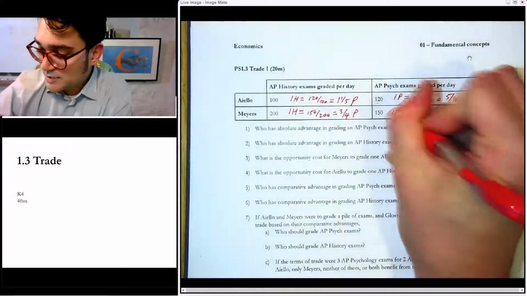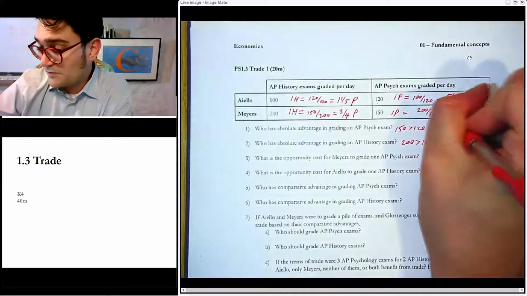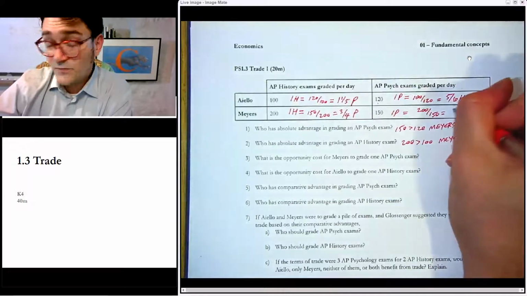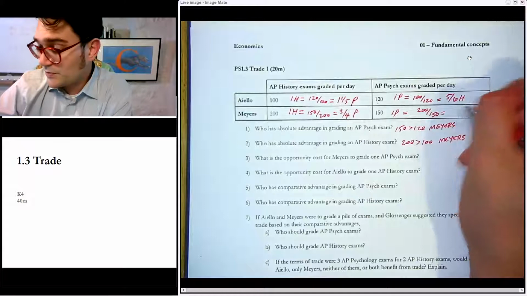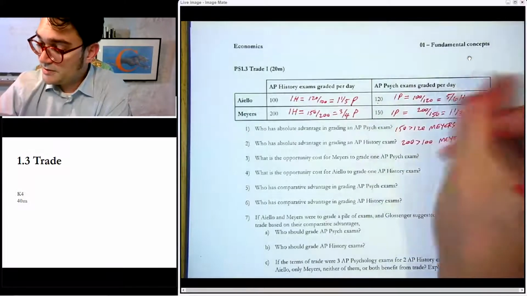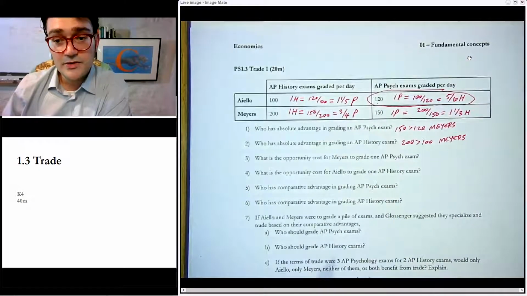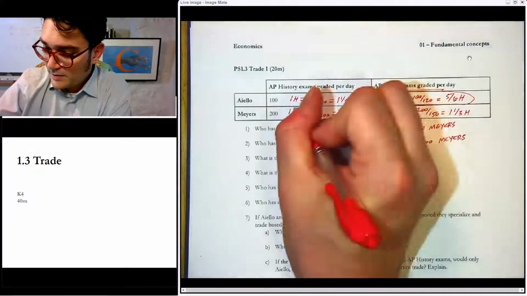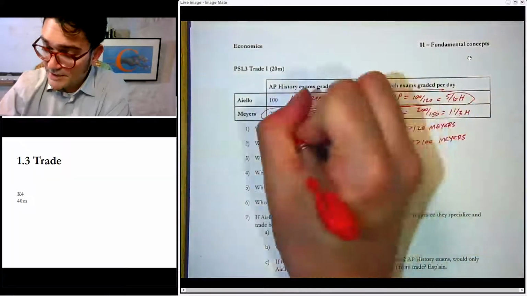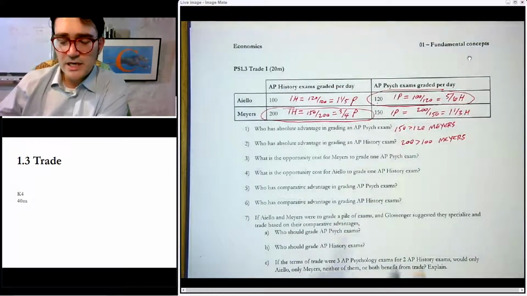Let's try it out on this side. The outside is 200 over 150, so that's 4/3, which is 1 1/3 of a history test. We notice here that that means Aiello has comparative advantage in grading psych tests, and that Myers has comparative advantage in grading history tests.